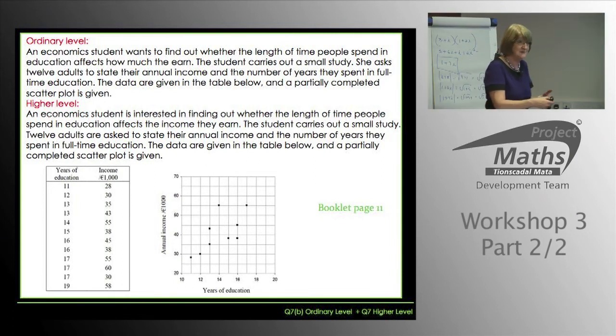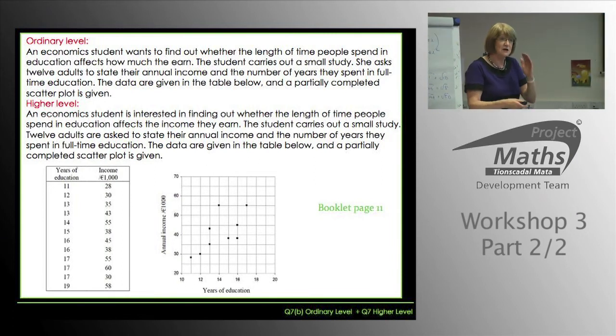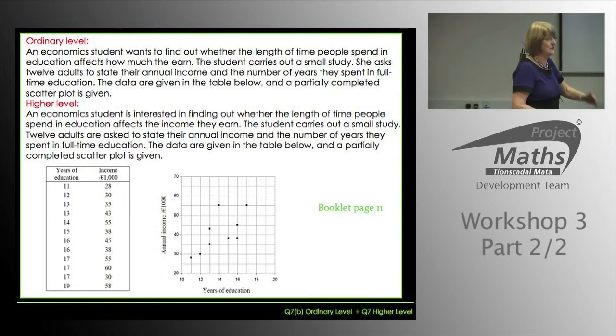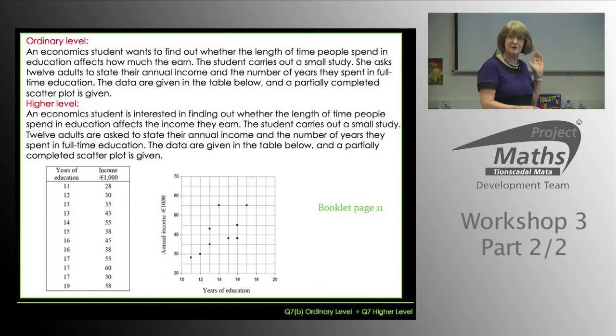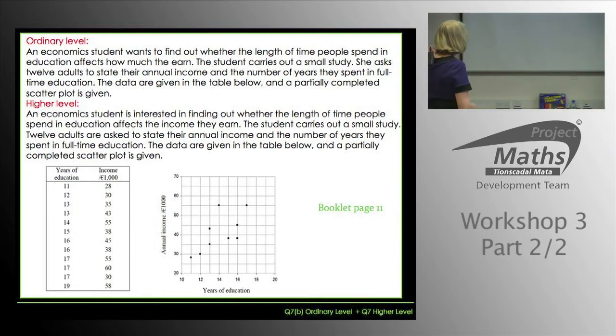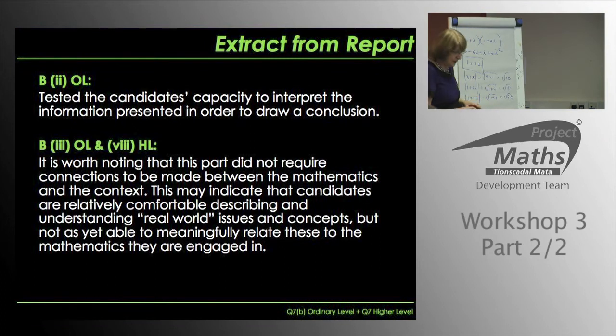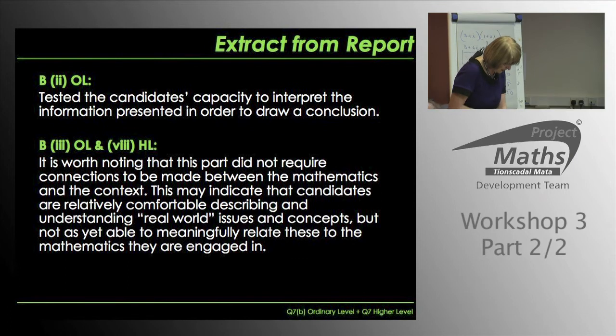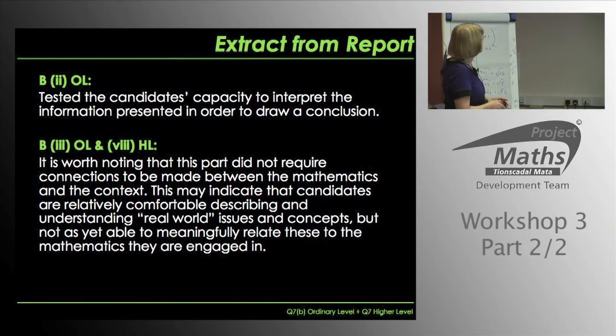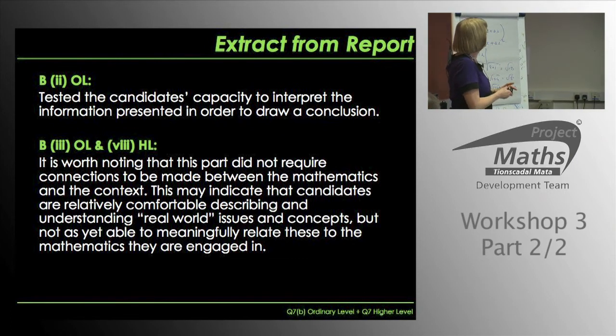If they get lots of practice at this, they should be able to not be too deterministic. Can't say emphatically, the longer you stay in school, the more money you earn, because there's a couple of people where that doesn't happen. That second part of the question, which was what can you conclude from the scatter plot, tested the candidate's capacity to interpret the information presented in order to draw a conclusion.